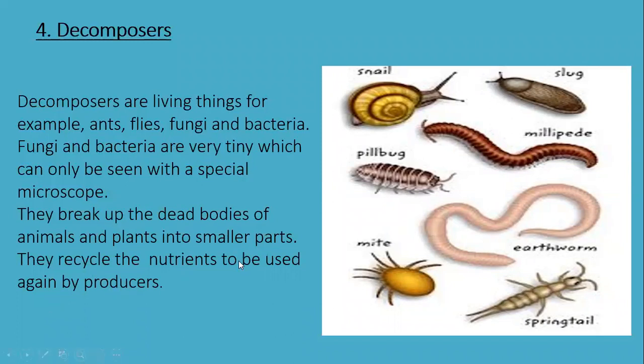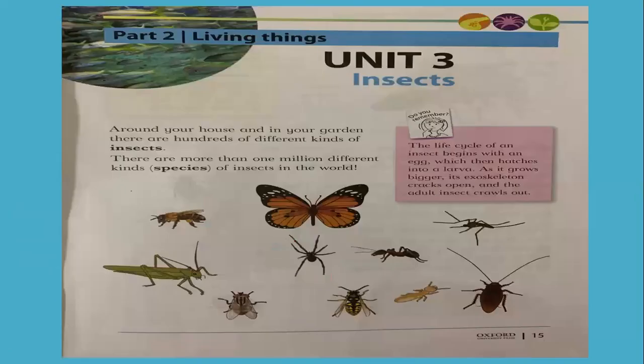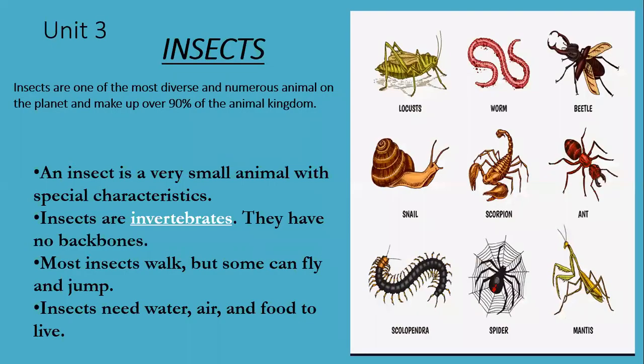So this is all about unit number 2, about the food chain. Okay, now our unit number 3, insects. We are going to revise. It's a very small unit about the insects, and the easiest. Let's read and understand. You have already understood, just to recall your memory and see whether you remember or not.